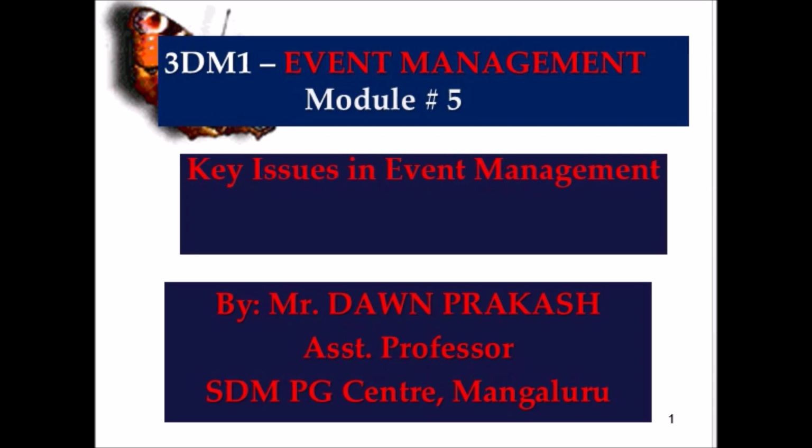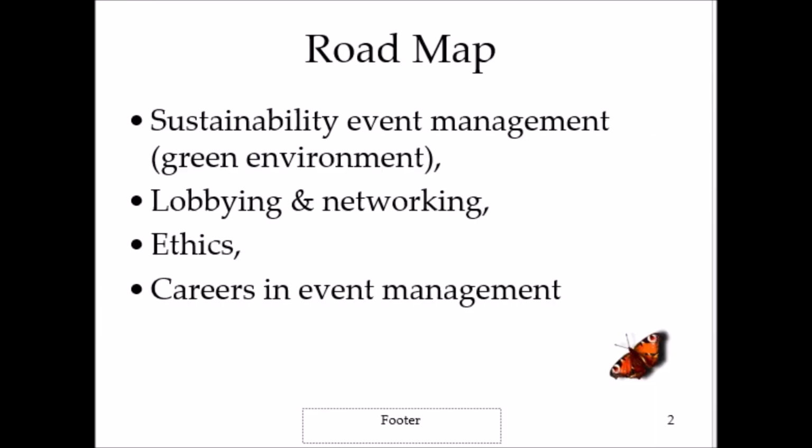The topic here is Key Issues in Event Management. A quick summary of the previous three modules which I have taken up. Second module, I spoke about the pre-event. Fourth module, I touched upon implementation and controlling, that is the execution of the event. And the last part I discussed was the post-event, that is follow-up and evaluation. Now, we move to a module where we touch upon the key issues faced in the event management industry in today's era. So let's straight away go to the roadmap.